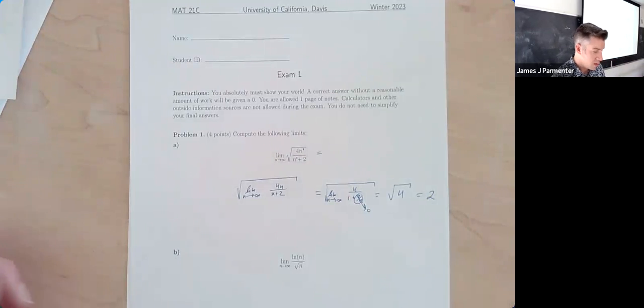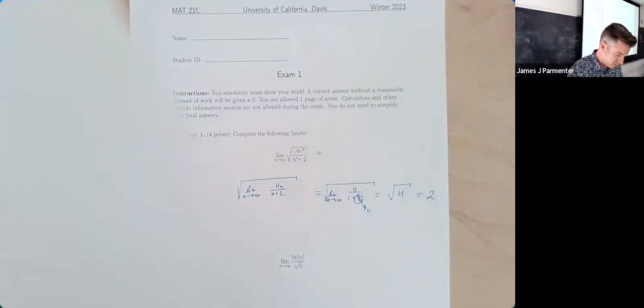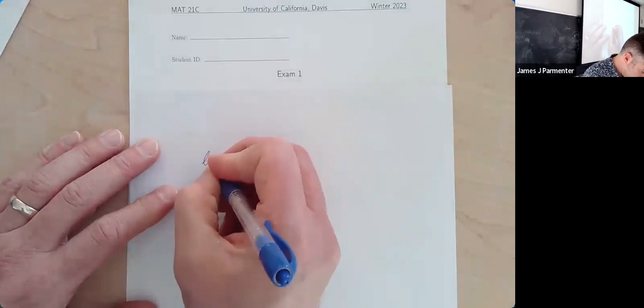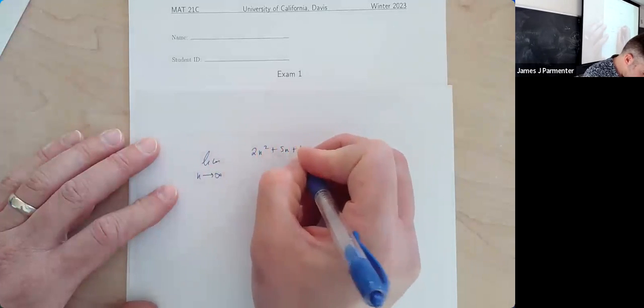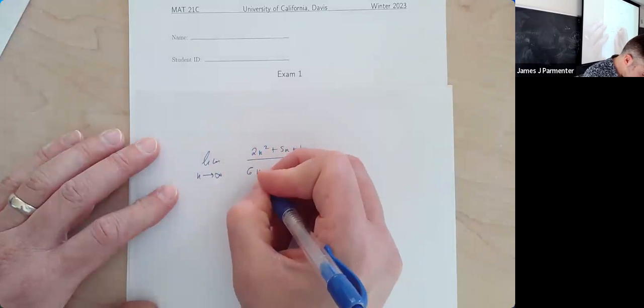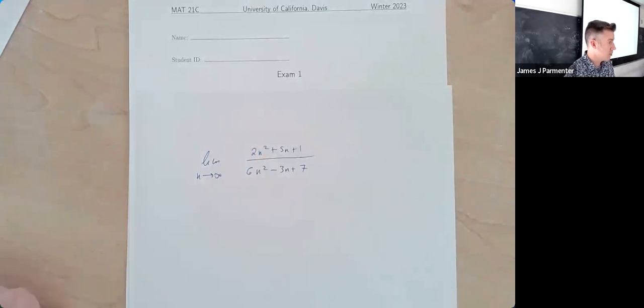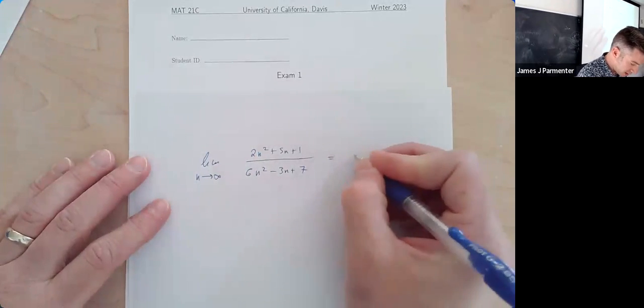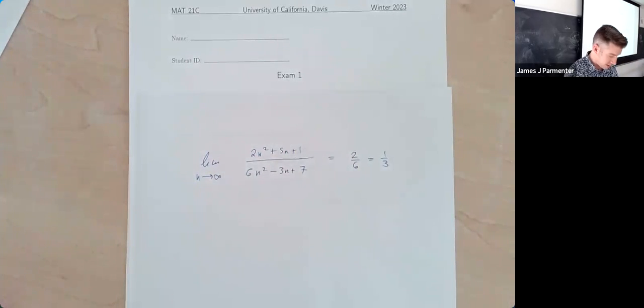Let me ask you a different question real quick here. Let's say we had the limit as n goes to infinity of 2n squared plus 5n plus 1 over 6n squared minus 3n plus 7. You only care about the n squared terms, right? Those are the only things that matter because they are dominating each of those numerators and denominators separately. Exactly. So that's always going to be the case if the highest power in the top and the bottom are the same.